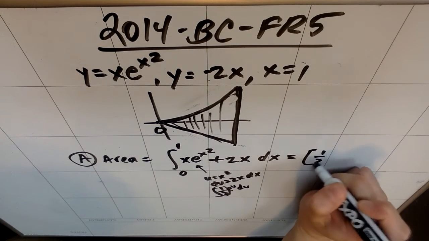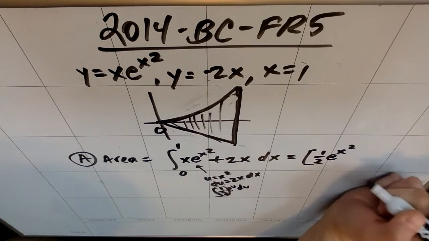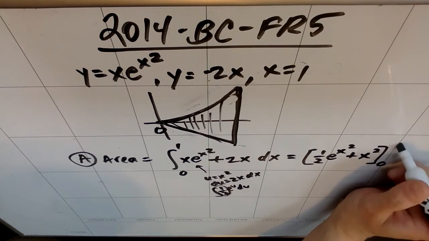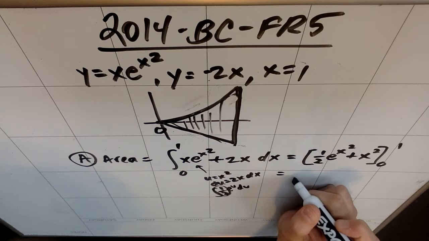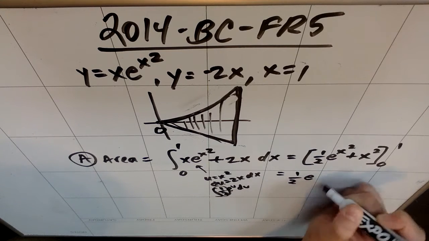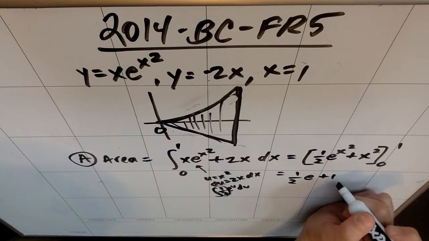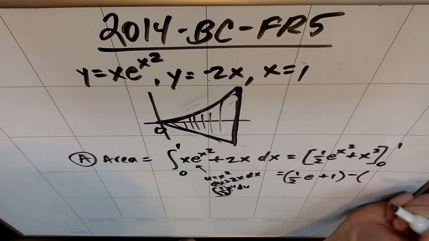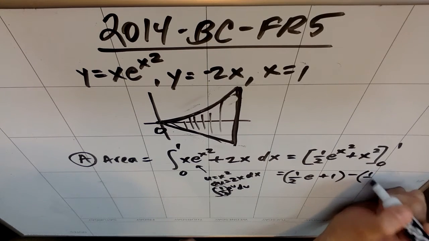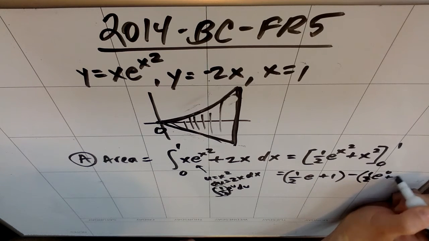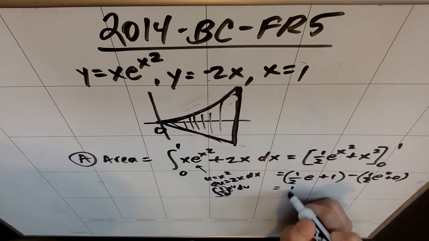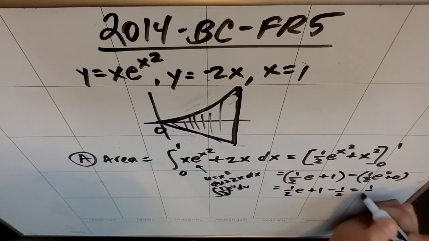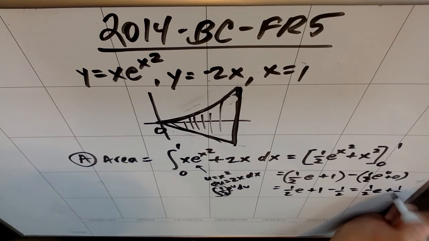So I'm going to get a 1/2 e to the x squared, plus this x squared, from 0 to 1. When I plug that in, that's going to be a 1/2 of an e plus a 1, right? And then minus, and be careful because when you're plugging in zeros to exponentials, they're not going to disappear: 1/2 of an e to the 0 plus 0. So I end up getting 1/2 e plus 1 minus a 1/2. So I get 1/2 e plus 1/2.